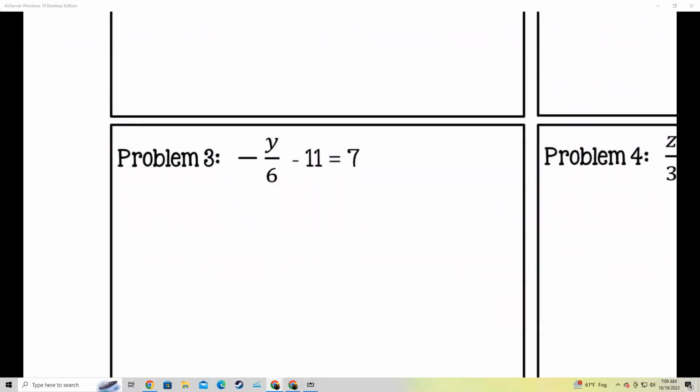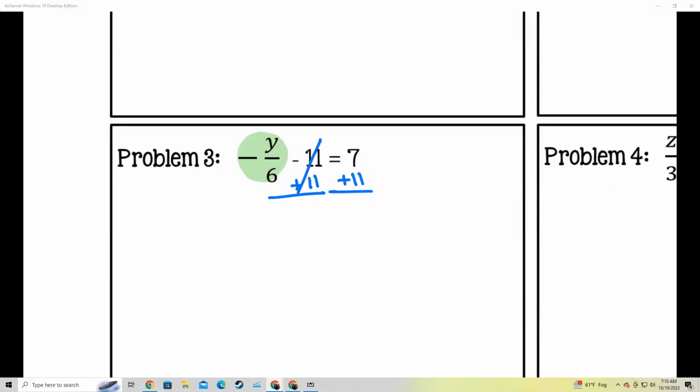I got negative y over 6 minus 11 is equal to 7. In order for me to start solving this, I need to get the term that has the variable by itself. So I'm going to get this one by itself, which means I need to get rid of that minus 11. To get rid of the minus 11, I'm going to add 11 to both sides because that is the inverse operation. Because I'm adding 11, I'm going to put the line underneath because this is not division, okay? You only put the line in between when it's division. I don't know why I did that.